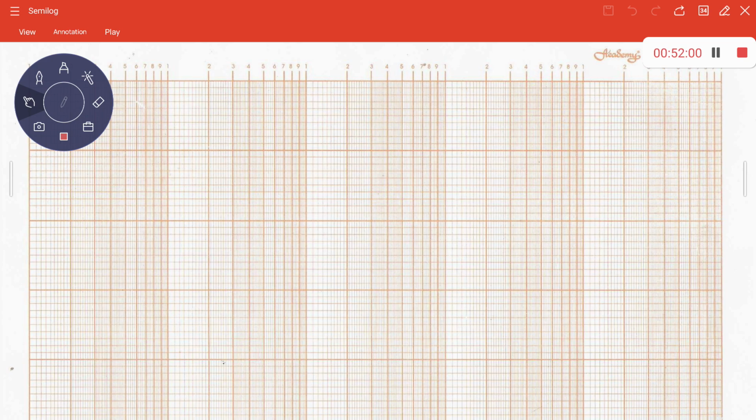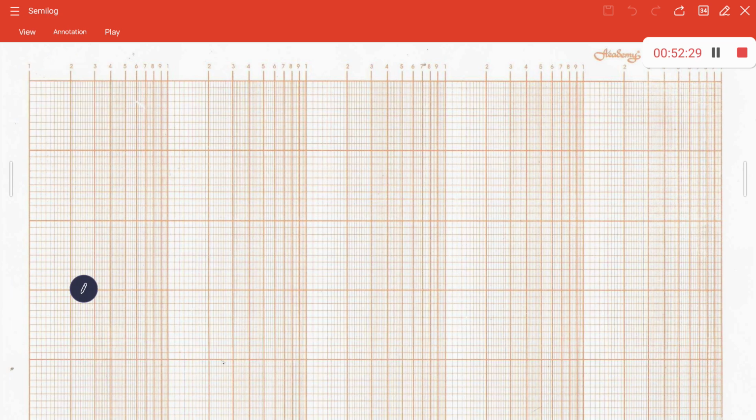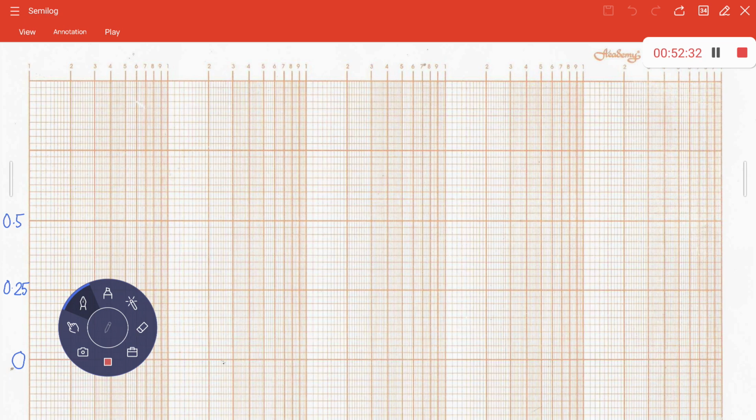No. Okay, now let's start. Suppose this is my 0 point. This is 0. And then let it be 0.25, 0.5, 0.75, and suppose this is 1. Okay, this line is 0.